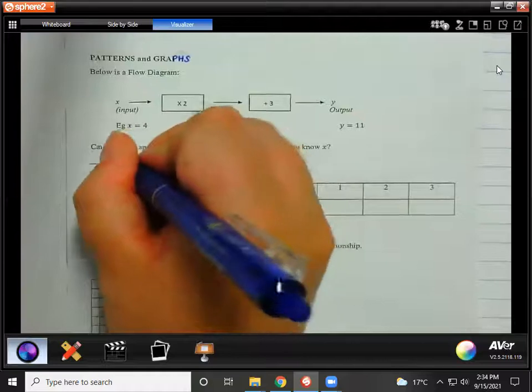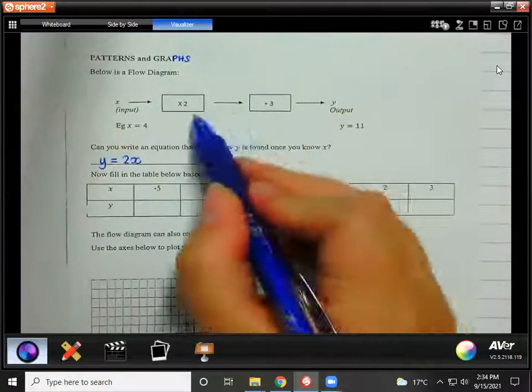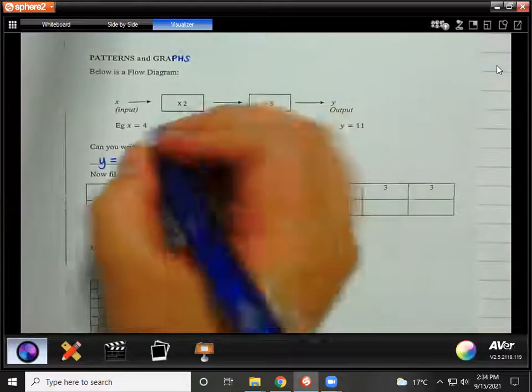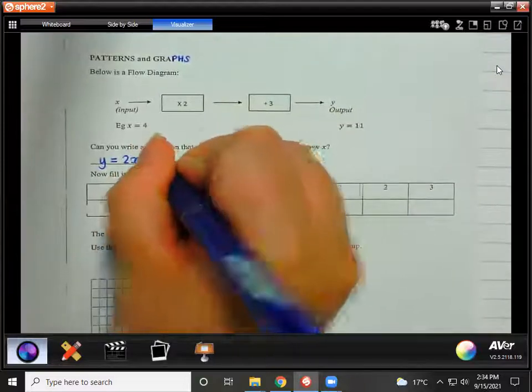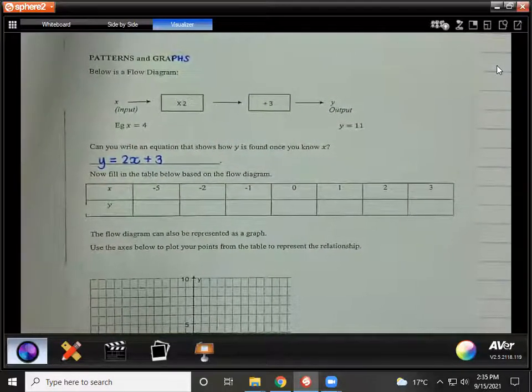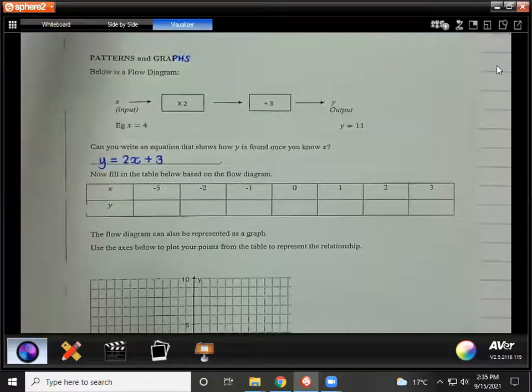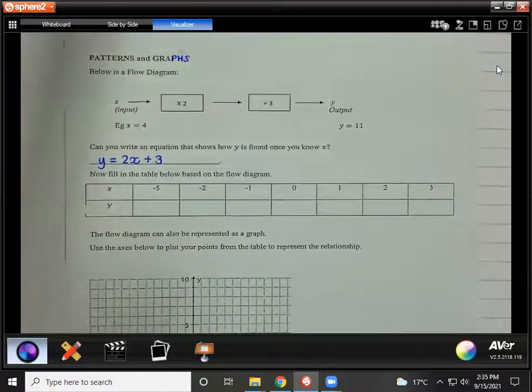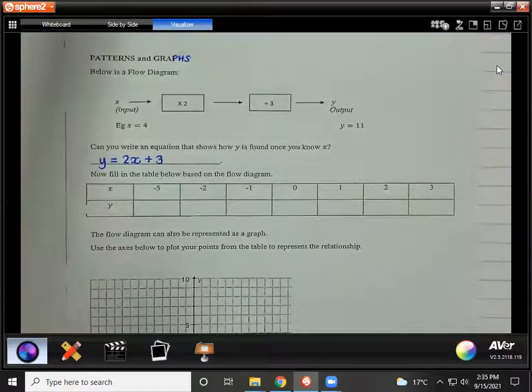2x, good. So 2x, and then we are adding 3. Right, y equals 2x plus 3. Now this is very similar to the one that we've just done, but the one that we just did was 2x minus 3. Okay, this is now 2x plus 3. So we're going to see how this one is different.